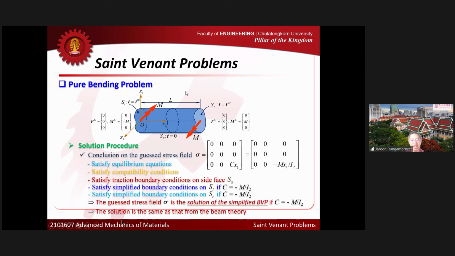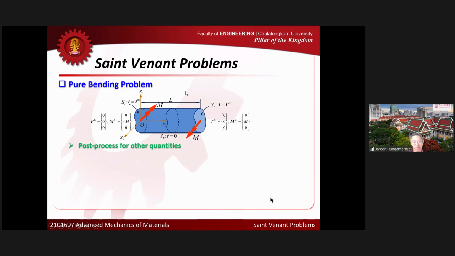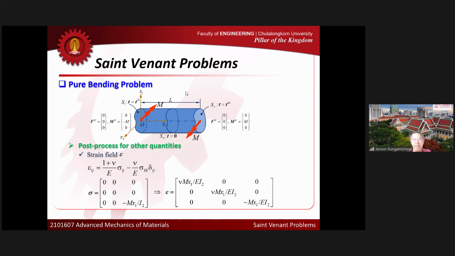Now, before I forget, you can see that for this kind of problem, we get exactly the same solution as the beam theory, okay, or the beam theory yields the same solution as what we have here. Now we have to get the strain field and displacement field. The strain field can be obtained easily by plugging in this formula again. Okay, based on the stress that you got, plug it in, you get strain like this. So you have only normal strain, no shear components because we don't have shear stress anyway.